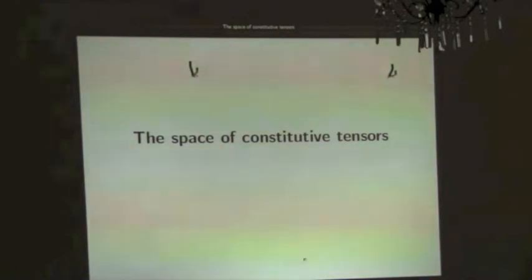So now I will move to the first real part of this talk.